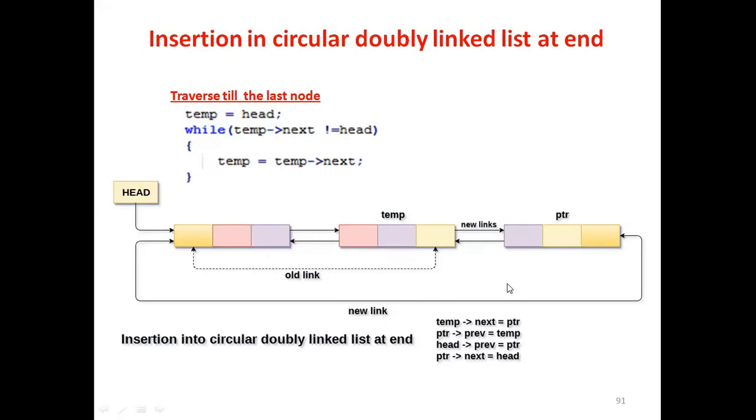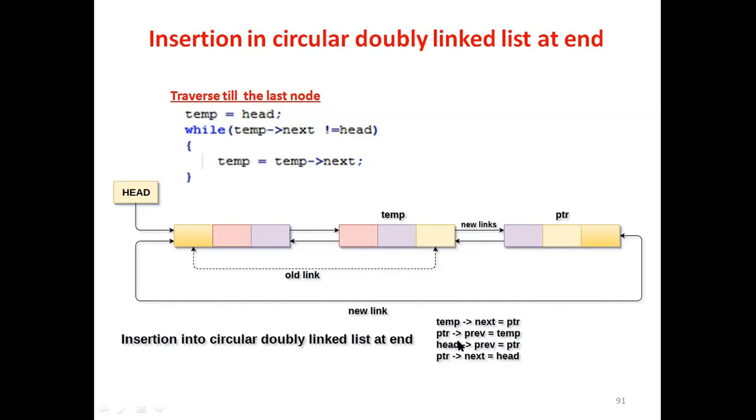So how that is done, you see here, we have to update this one. This field we have to update, this field we have to update, this field we have to update. And this field also we have to update. So temp arrow next, temp is pointing to this node, so temp arrow next means what? This field. So what should be present here? Temp arrow next should contain what? ptr's address, so that is ptr. So temp arrow next equals to ptr.